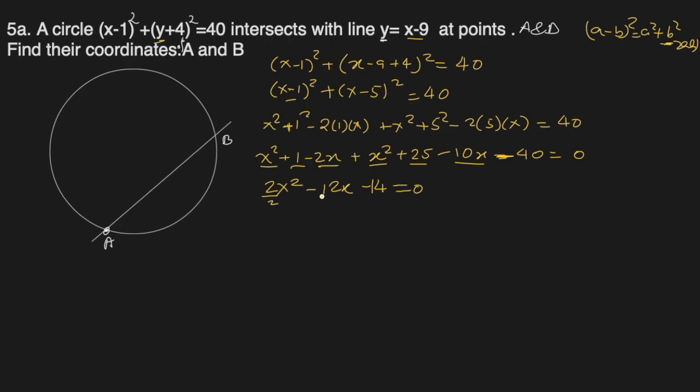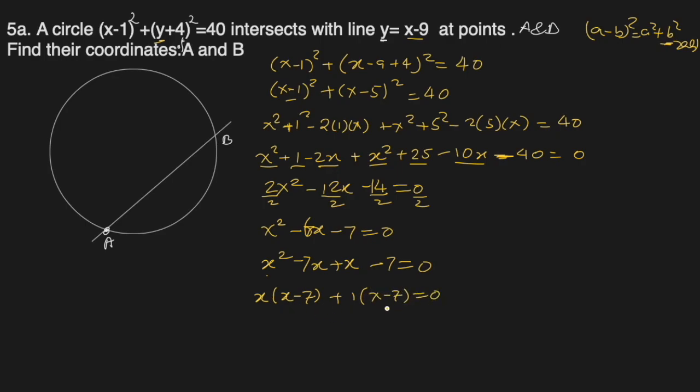Let's divide all of them by 2 because all of them are even, so it will make the equation easier to solve. x square minus 6x minus 7 equal to 0. Just like the previous question, I will break up the middle term. So 7 times 1 is 7, so it can become minus 7x plus x. So in these two, x is common, x minus 7. Nothing is common, so we write 1, x minus 7. Both of them have x minus 7 now, so x minus 7 and x here and plus 1 here.